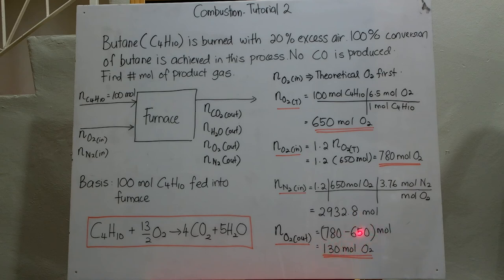Why is it 650 mole? Because this process reacts according to the theoretical oxygen. Because of 100% conversion, if we have 100 mole, we need 650 mole for the reaction to be completed. So 780 minus 650, you have a balance of 130 mole of O2 here coming out in your product stream.